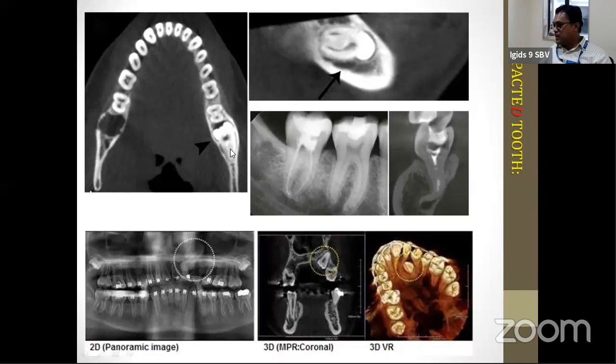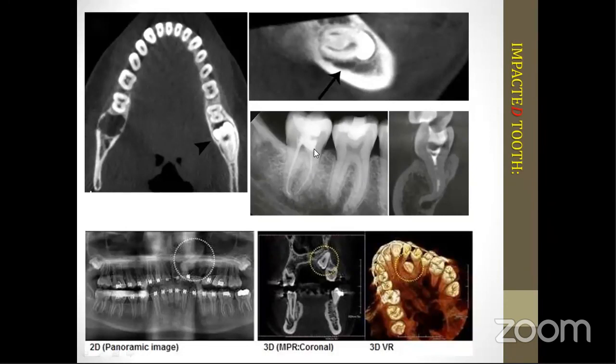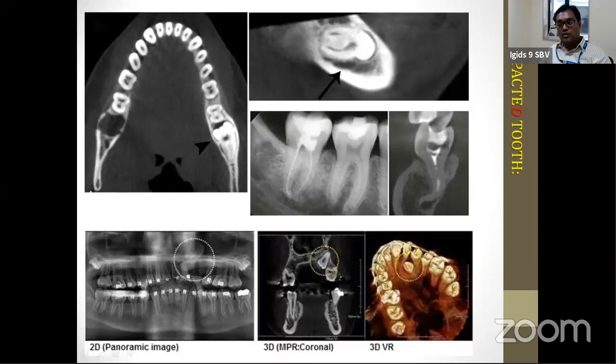Now, take a look at this IOPA. Interesting. Take a look at the morphology of the root here. Dilacerated. Just because of the GP, we are able to figure out that it is dilacerated and it has curved canals. Now, I am planning to extract this tooth, and then I'm going to be in real trouble because the CBCT shows me this image.